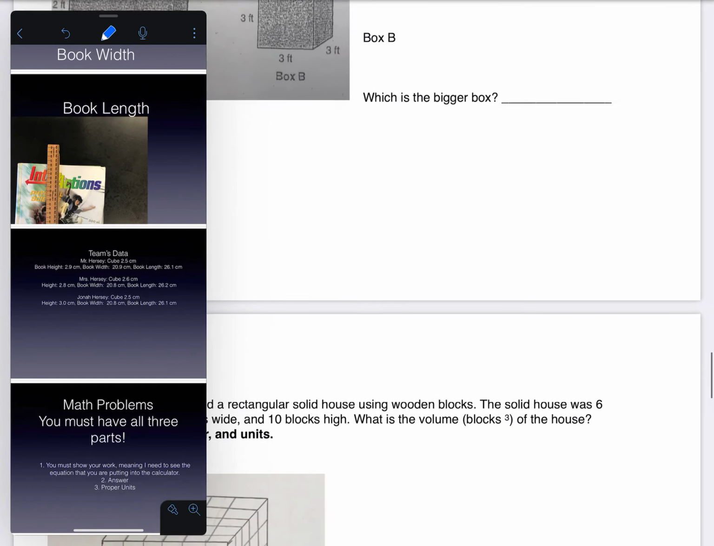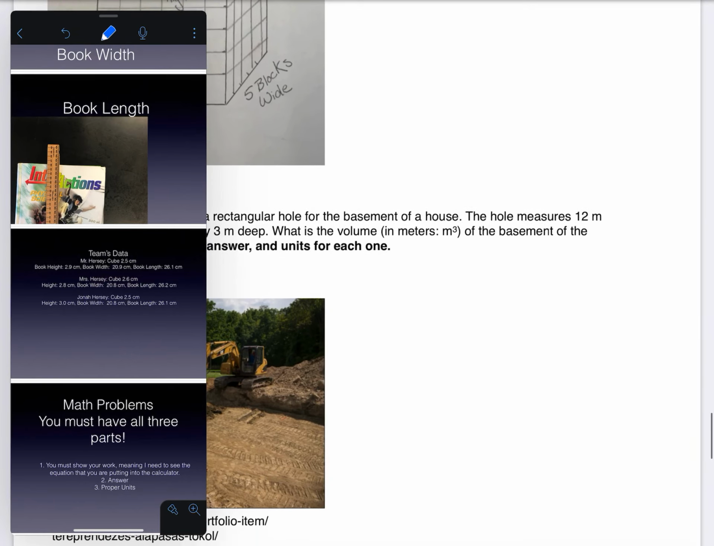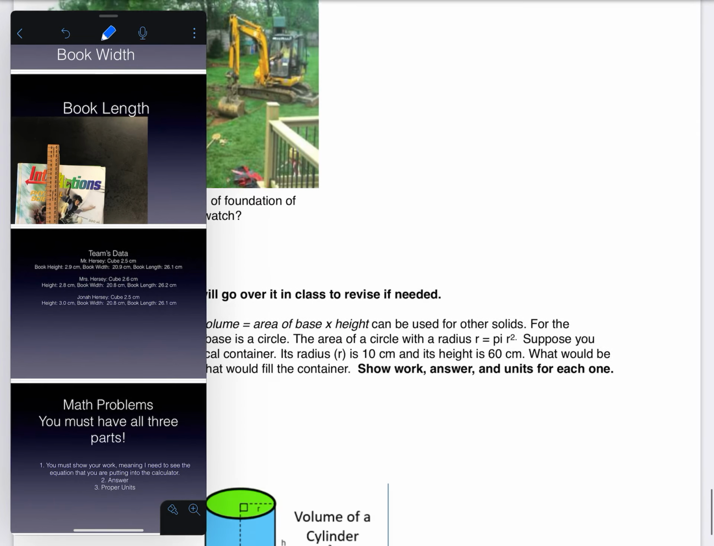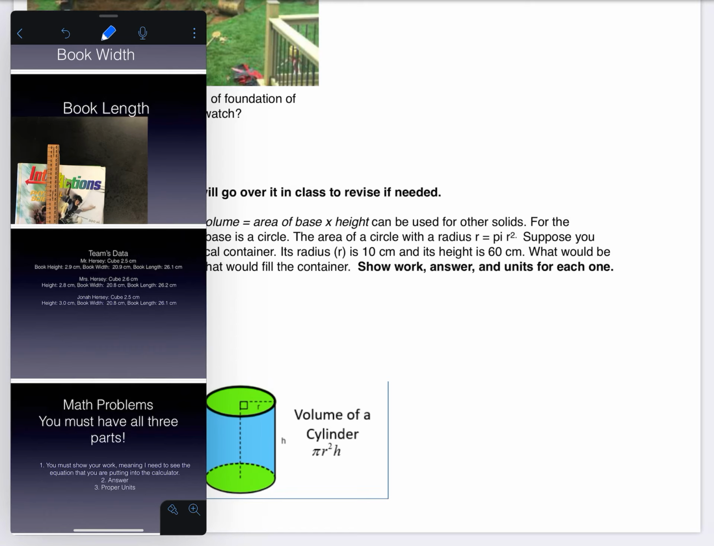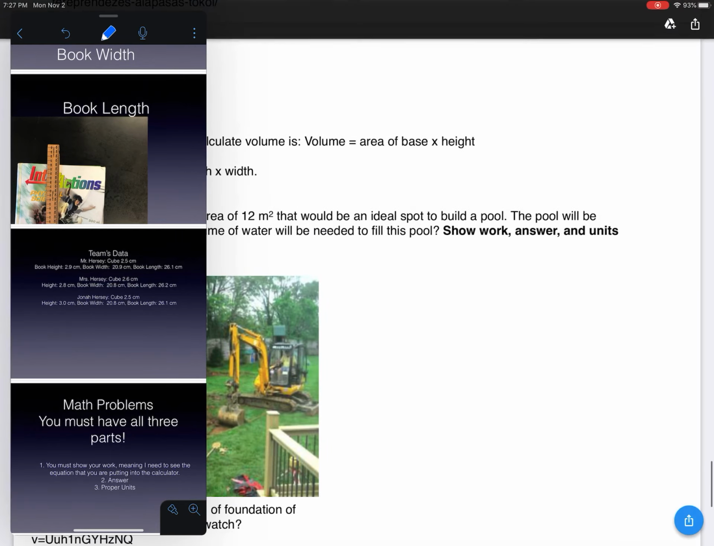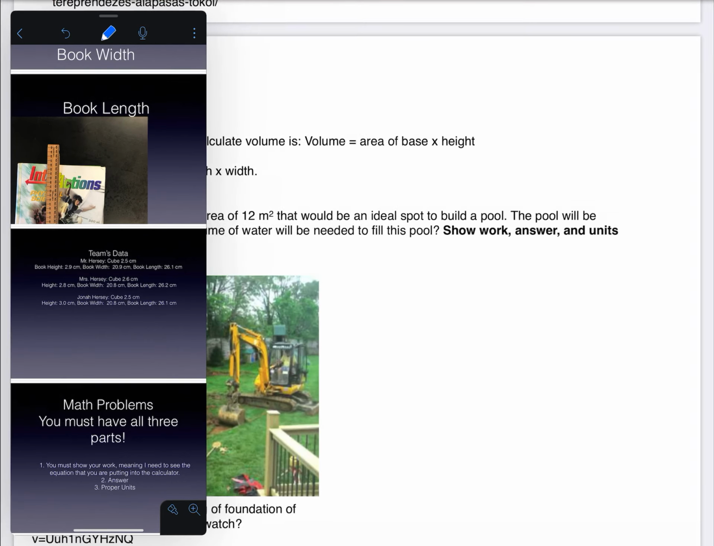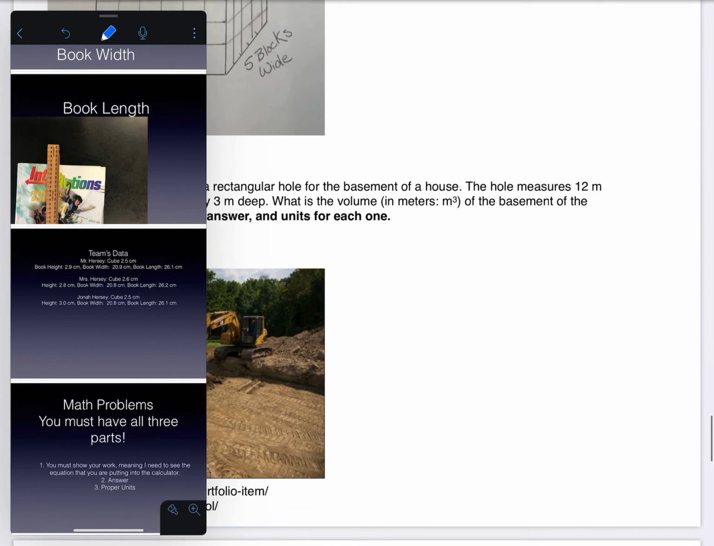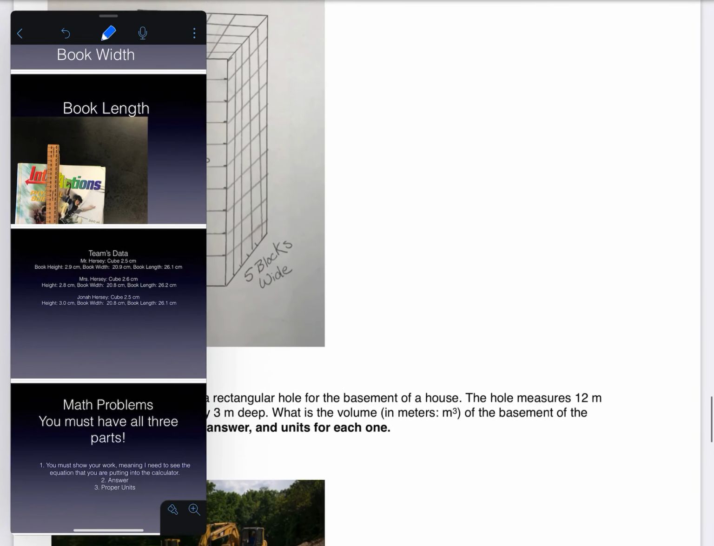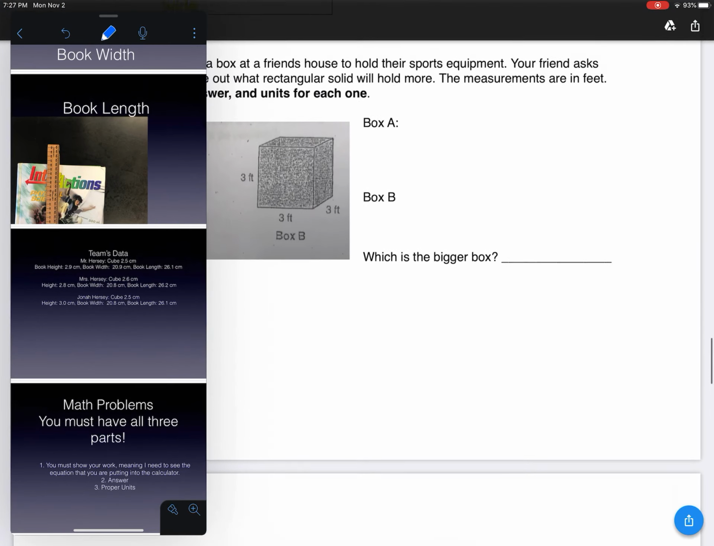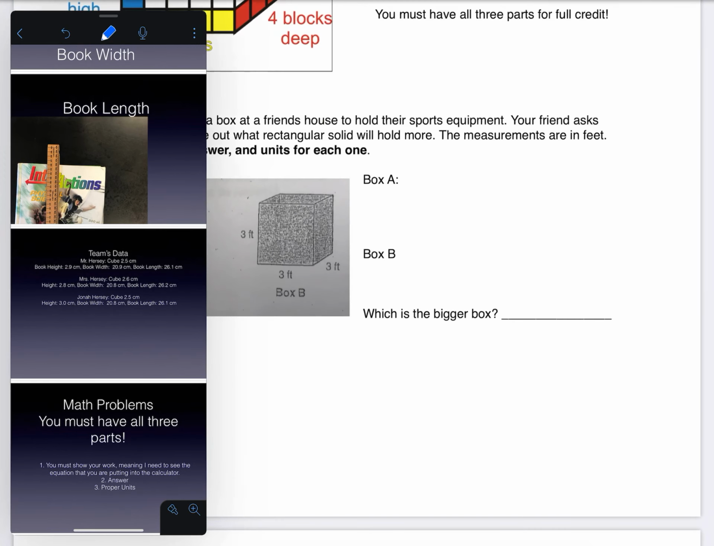So I'm going to ask you to do the other questions mathematically. Again, show your work. You don't need to do out the math. I just want to see the equation that you're putting into the calculator, your answer, and then proper units. So you'll notice this one has meters, so it should be meters cubed if we're doing volume. This one's meters cubed. This one's blocks. This one is feet, so you'd use feet cubed.